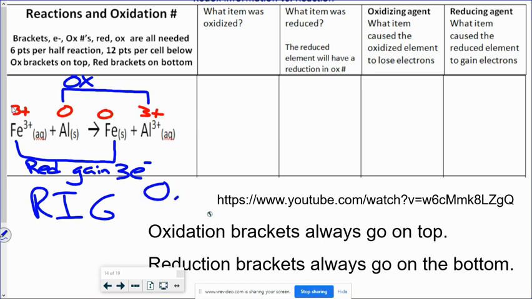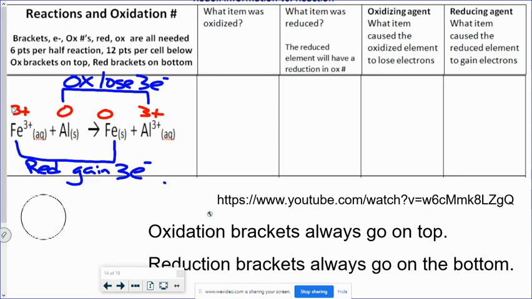Oxidation oil. Oxidation is the loss of electrons. So we're losing or lost, however you want to go about it. And how many electrons? That is 3 electrons as well. All right, so that's the first part that you have to set up, right? Brackets to our half reactions.